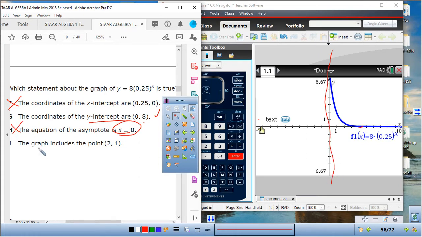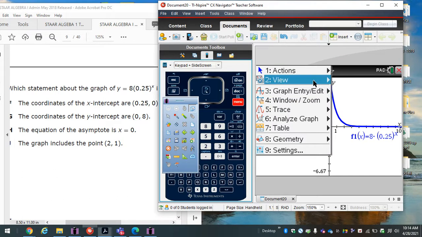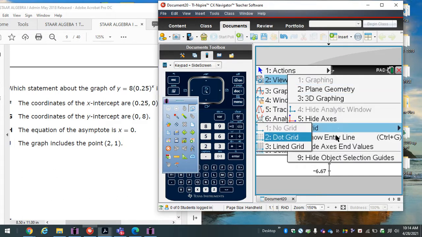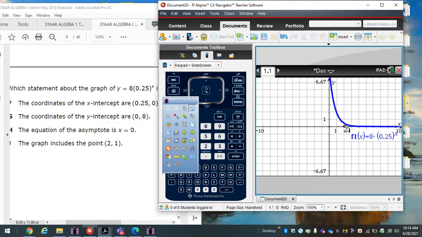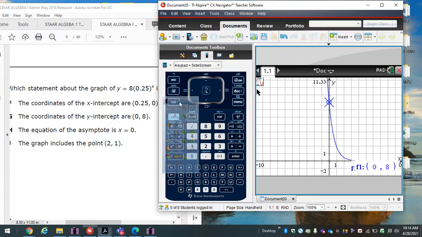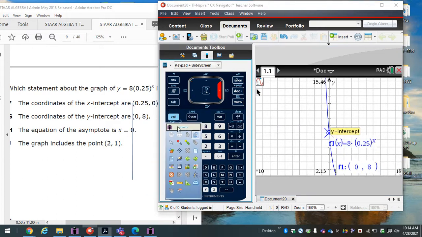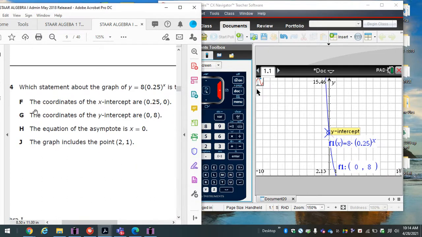The graph includes a 0.21. So if I were to go to 1, 2, up 1, you know what? We're going to do several things. We're going to do view. We're going to turn on the grid. So you can see 2 and 1 kind of above it. And then we come out here, menu, 5, 1. I think y'all know it. 5, 1, trace. I'm going to come back. And this says the y-intercept is 0, 8. Yes, it is. So use that answer.